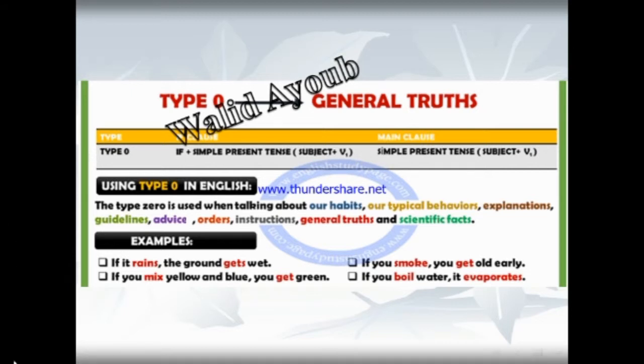Simple present, simple present. If you smoke, you get old early. If you boil water, it evaporates. All of these sentences express facts, and thus they are referred to as conditional sentences of type 0.